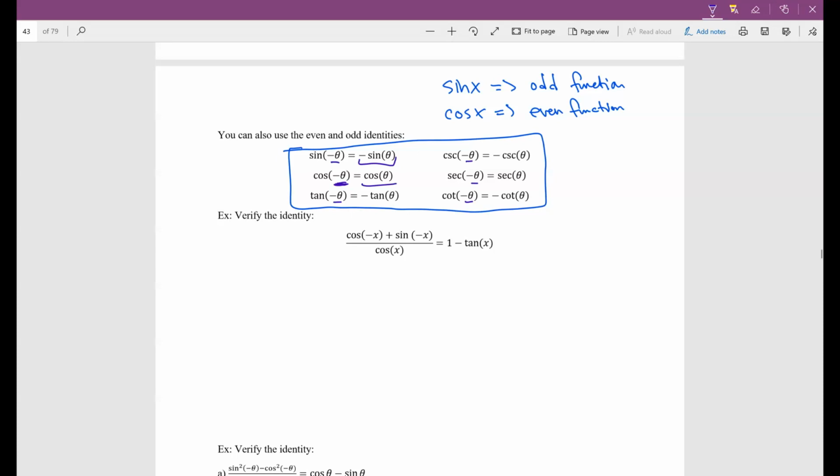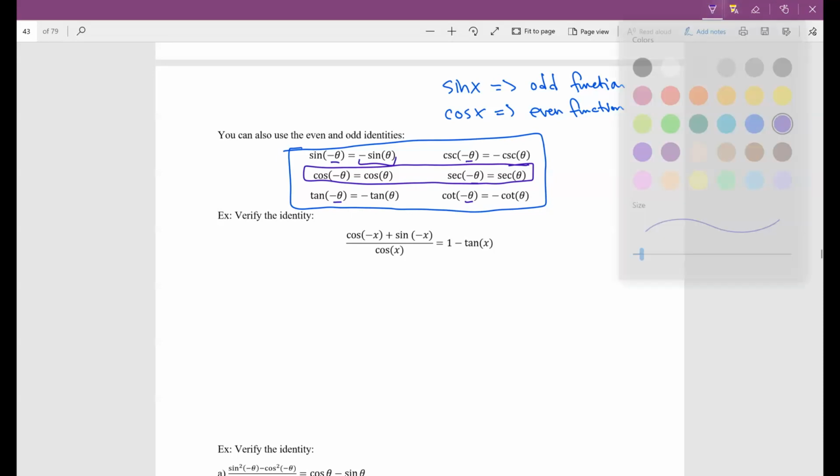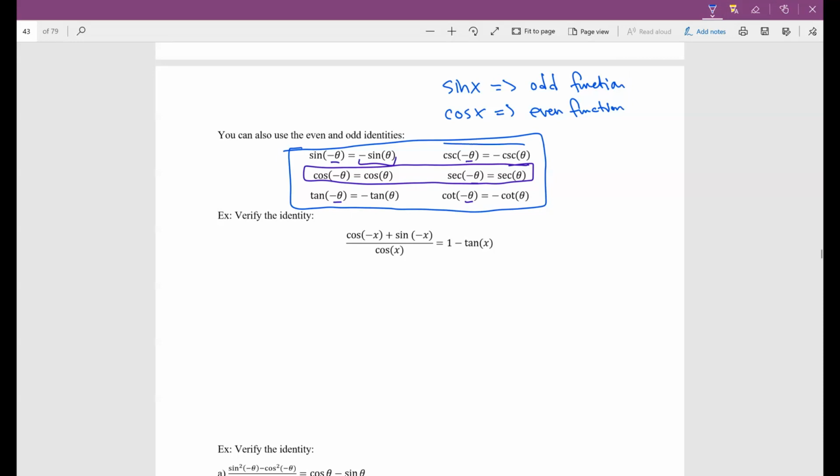The only ones that just behave the same are the cosine and the secant. Notice that if you plug in a negative angle inside, it doesn't really do anything to it. It's not affected. It's still going to be positive. The other ones that are a little bit different are the sine, the cosecant, the tangent, and the cotangent, where the negative of the inside goes on the outside, as you can see.